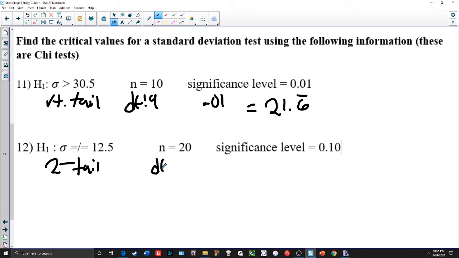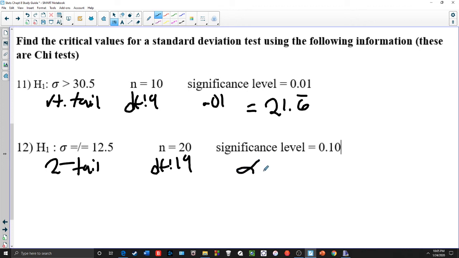still get your degrees of freedom as 19. But for chi-squared, unlike a t-chart, a chi-squared does not have a table column just for two tails. You have to do a little bit of manipulation on your own here. This one might sound like a doozy at first, but try to stick with me.